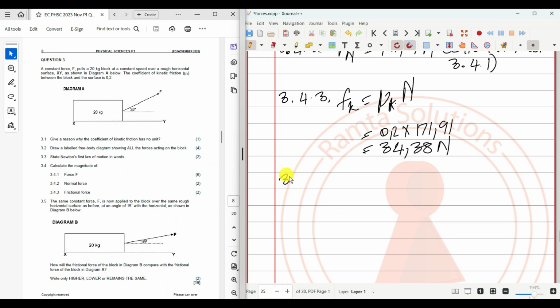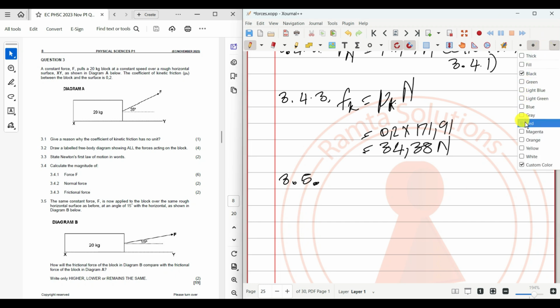Now, 3.5. The same horizontal force is now applied to the block, over the same rough horizontal surface as before, at an angle of 50 degrees with the horizontal as shown in diagram B below. How will the frictional force of the block in diagram B compare with the frictional force of the block in diagram A? Higher, lower, or remains the same? Before we get there, guys, I will explain. This is why you are watching this video.